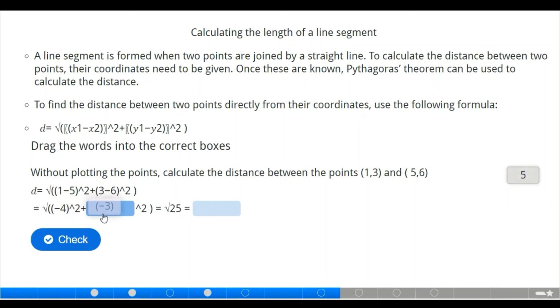So minus 3 squared plus minus 4 squared, that is 9 plus 16, which is the square root of 25. And root 25 is going to give us what? Give us 5. Okay, so let's check and let's see what we have.